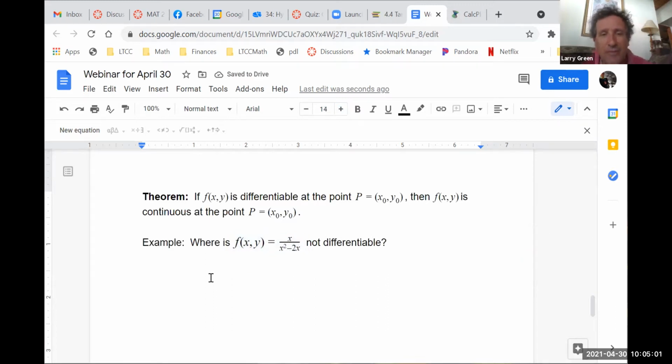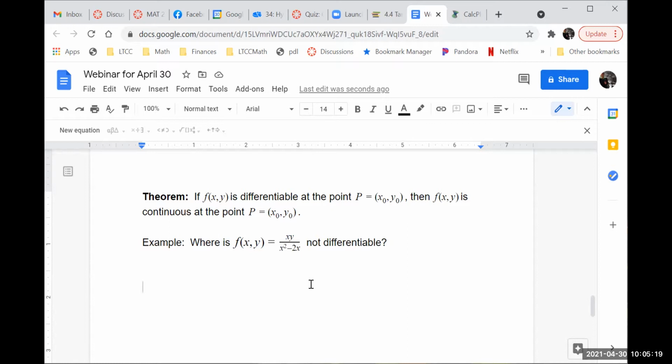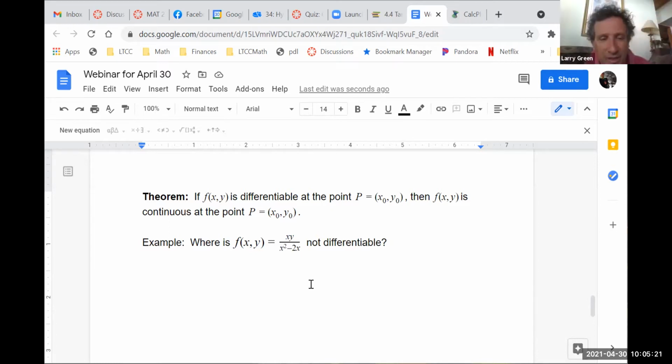Where is this not differentiable? Can you give me a value of x? Oh, wait, sorry. I want to go not x. That's a mistake. xy. Otherwise, it's not a function of y. Where is this not differentiable? 0, 0, because it'll be undefined. Okay, 0, 0 is not differentiable.